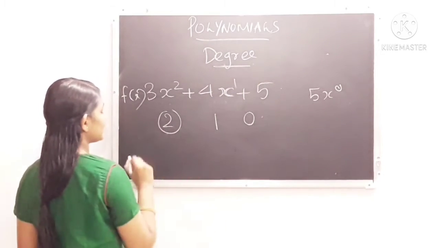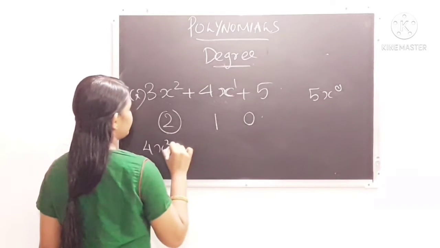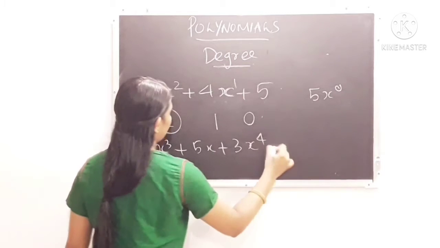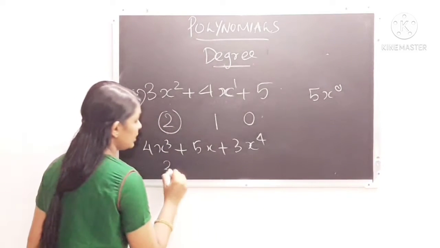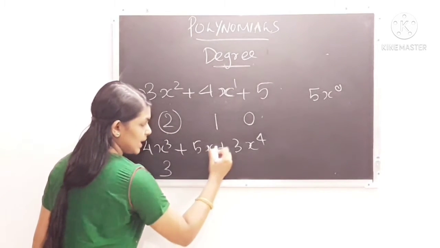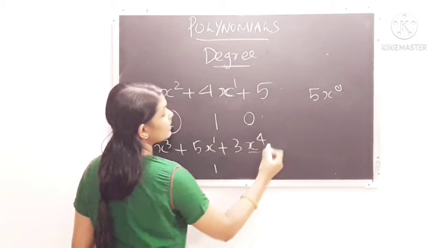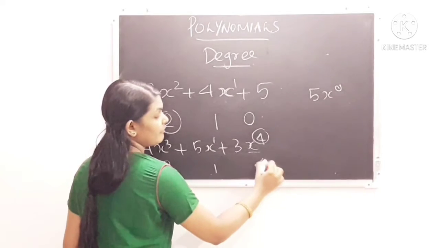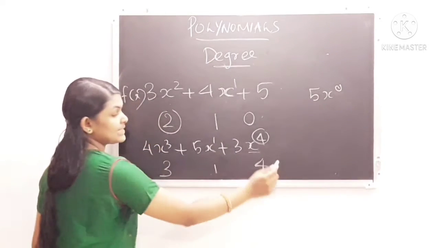Okay, just take another example: 4x cube plus 5x plus 3x raised to 4. The power of the variable in the first term is 3, in the second term is 1, and in the third term is 4. The highest power is 4, which means the degree of this polynomial is 4.